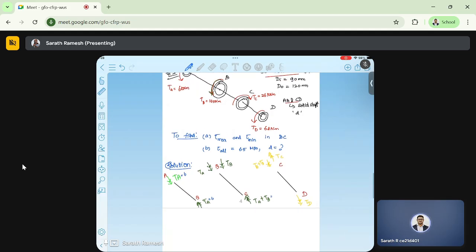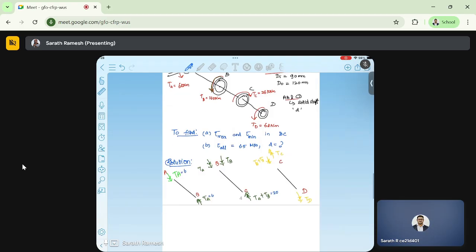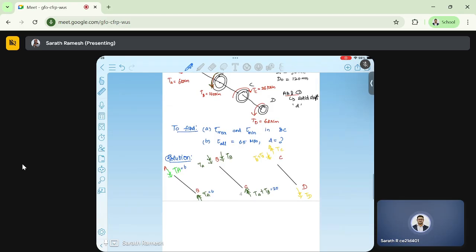TA plus TB will be 20. So BC is subjected to a twisting moment of 20 kilonewton meters, right? And about CD, here TC is in that direction, and TA plus TB is in this direction. So 26 minus 20. The net direction will be this, just TC minus of TA plus TB. So this will be 26 minus 20.